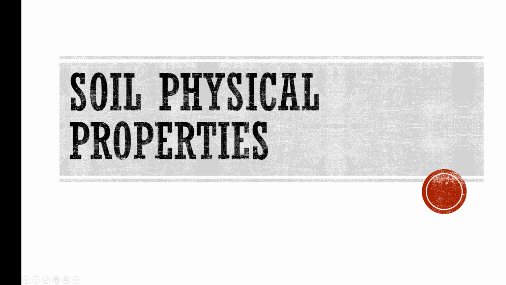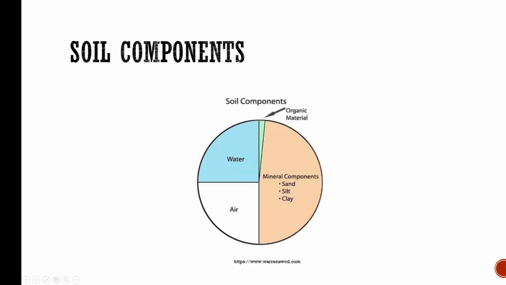Okay, this week we're talking about the physical properties of soil. So you probably remember this from the first day. This is an idealized soil here. We've got about 45% mineral components, that's sand, silt, and clay. And that's primarily what we're talking about today, although we will delve into organic material a little bit. And ideally you have 50% pore space, and hopefully each is about half water, half air.